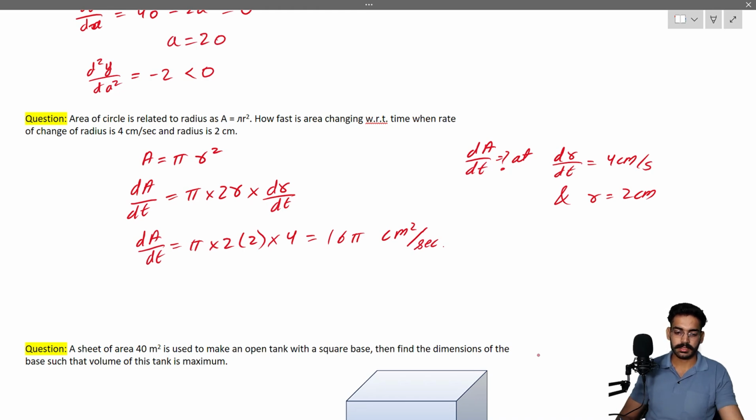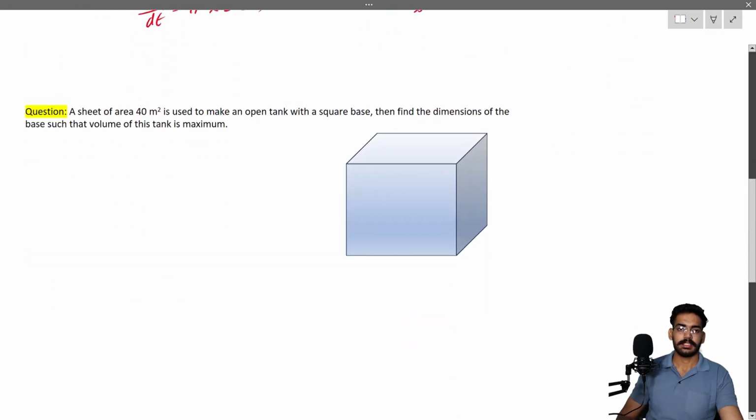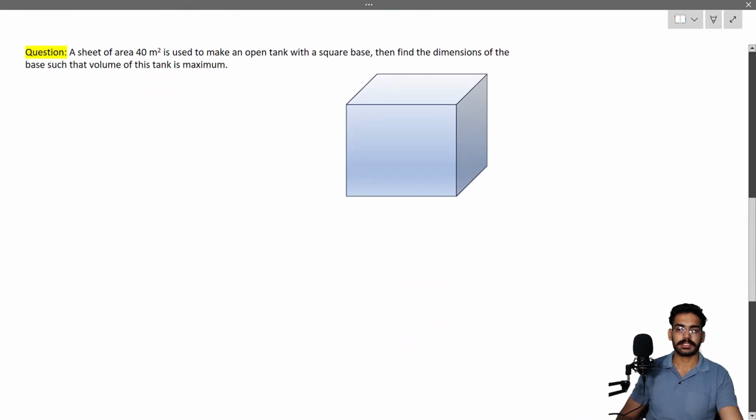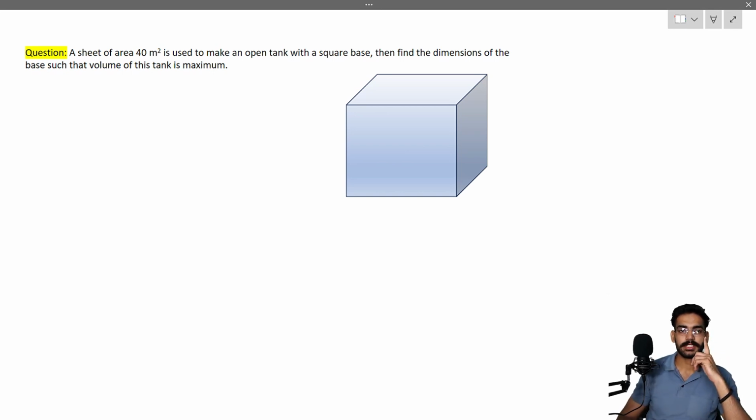Now let's go to the next question. He is asking here: a sheet of area 40 meter square is used to make an open tank with a square base, then find the dimension of the base such that the volume of this tank is maximum. So you are making a square open tank.